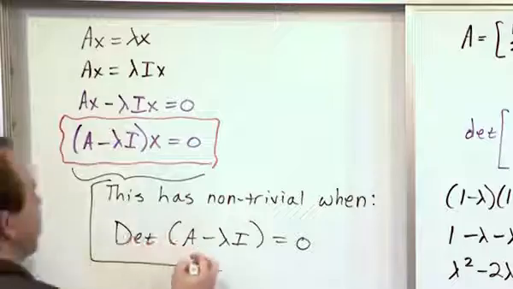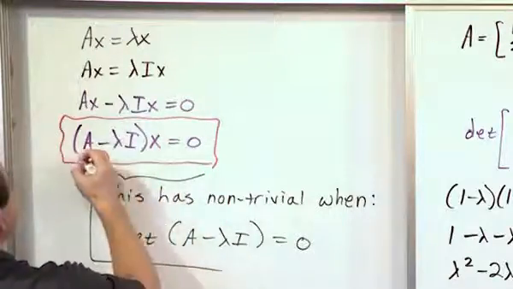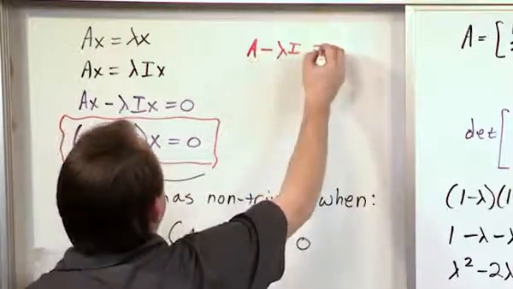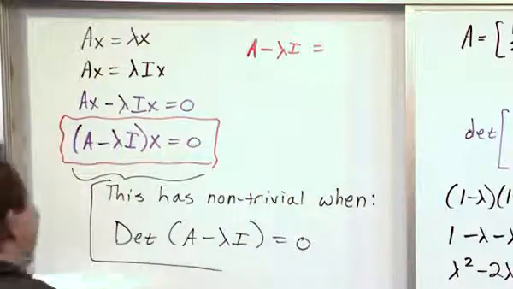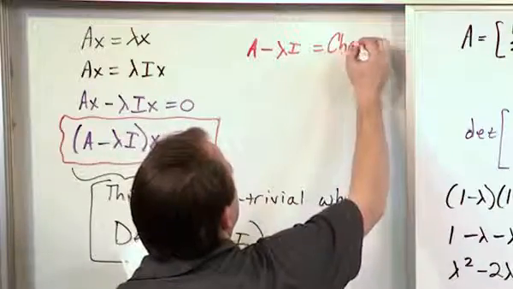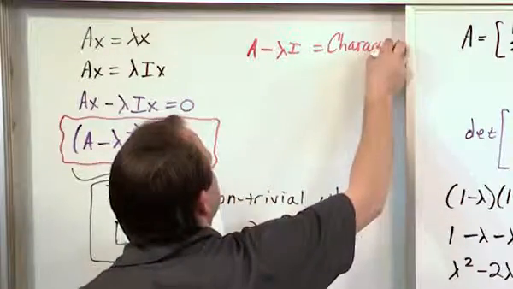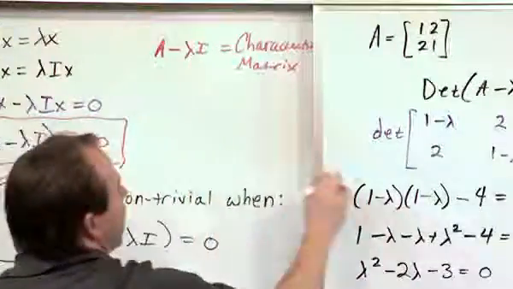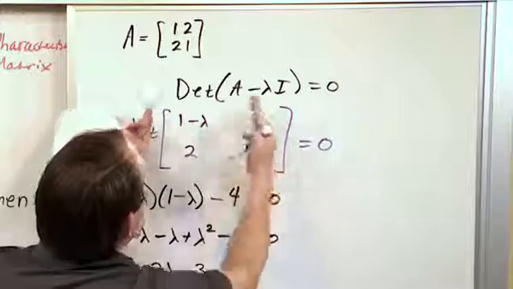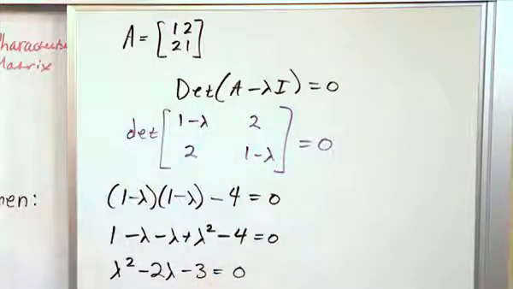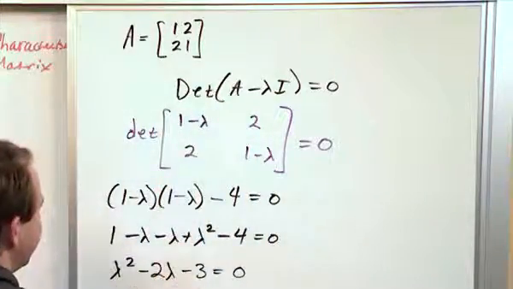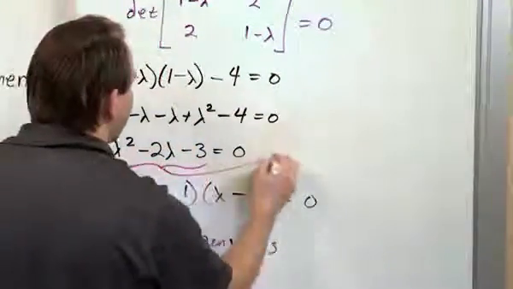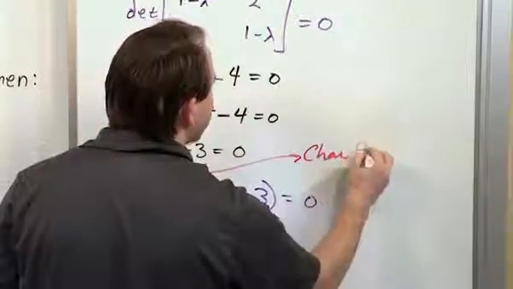Okay? This matrix that you form, A minus lambda I, this thing right here, is called the characteristic matrix. So basically A minus lambda I. This matrix that has the lambdas on the diagonal is called the characteristic matrix. When you take the determinant and beat it down, you're always going to get a polynomial. This polynomial is called the characteristic polynomial.